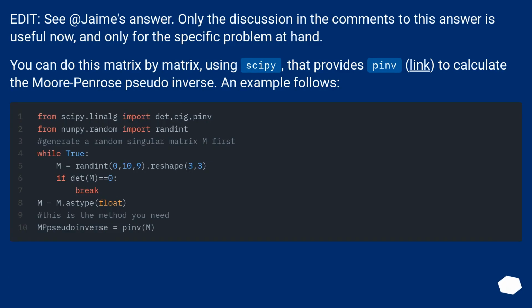Edit: see Jamie's answer. Only the discussion in the comments to this answer is useful now, and only for the specific problem at hand. You can do this matrix by matrix, using SciPy, which provides pinv to calculate the Moore-Penrose pseudo-inverse. An example follows.